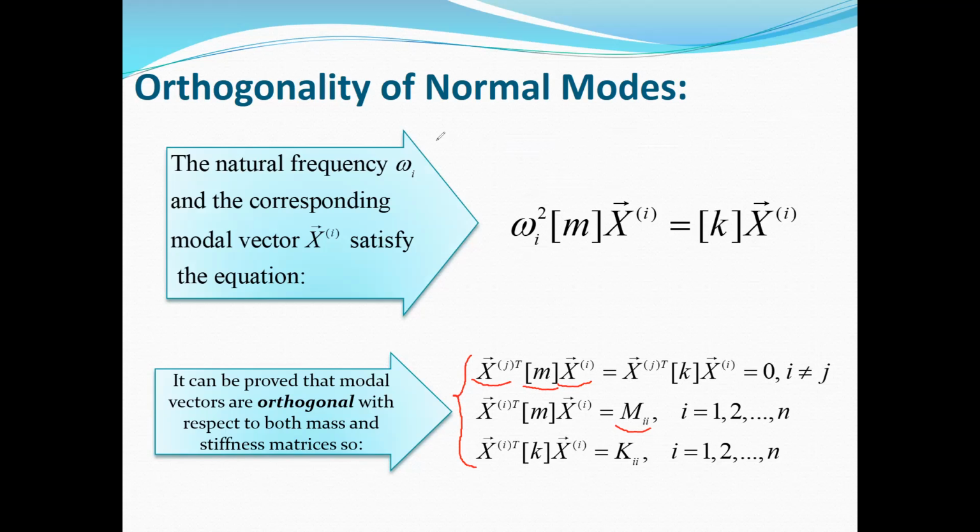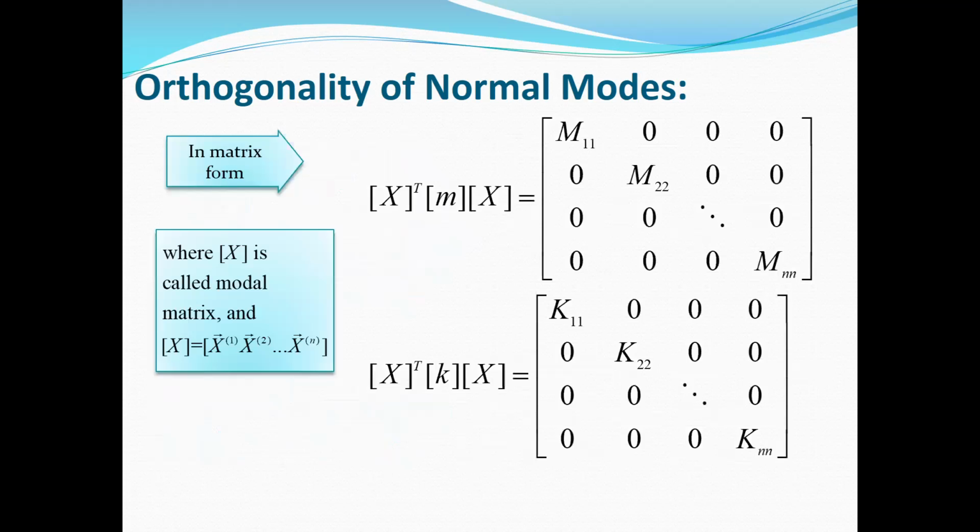Or in other words, we can write it in the form of a matrix, and here you can see the matrix form, because the vectors of mode shapes are orthogonal with respect to M and K. We can form a new matrix which is called the modal matrix. Of course, this is the transpose of the modal matrix, or this is the modal matrix. And the modal matrix is formed from the mode shapes.